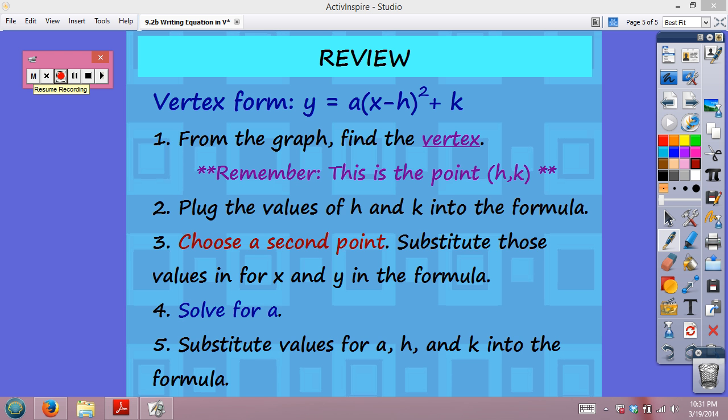So as a quick review of what we've just done, we are given a picture of a graph. From the graph, we're going to find the vertex, and that is our point (h, k). We're going to plug the (h, k) values into our formula of the vertex form, choose a second point, and substitute those values in for the x and y. From there, we're going to solve for a, and once we find a, we're going to substitute the values for a, h, and k back into the formula to find our equation in vertex form. And that will conclude the lesson.